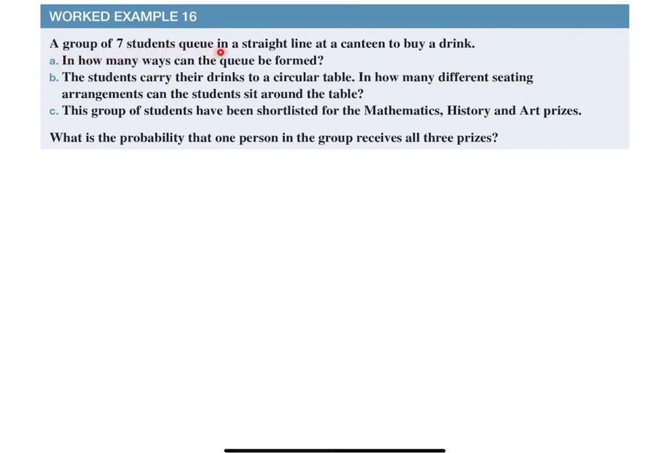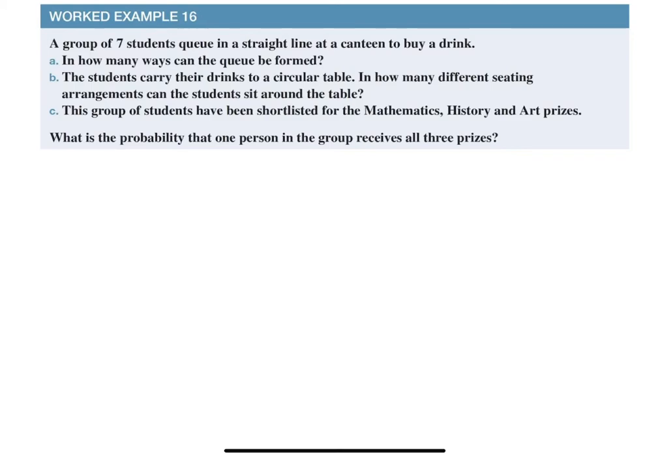A group of 7 students queue in a straight line at a canteen to buy a drink. In how many ways can a queue be formed? In this example, we're going to pay attention to using the factorial notation. But just quickly, what it means is the following.